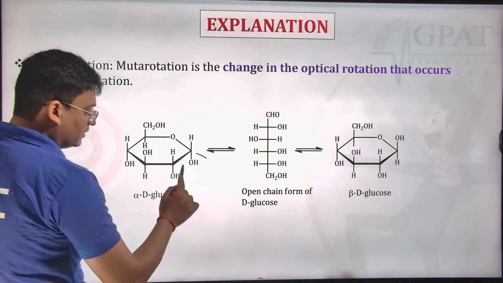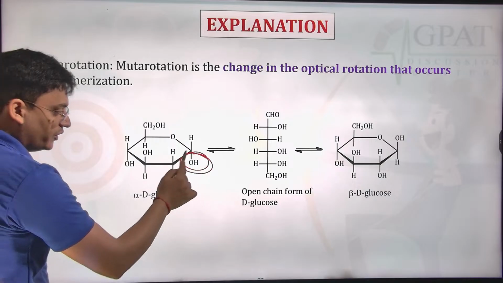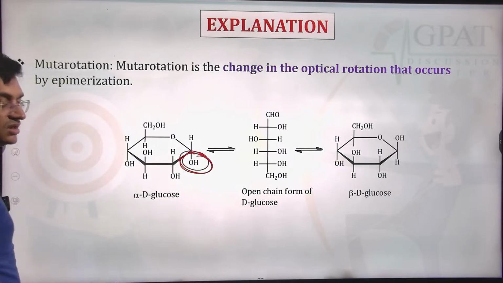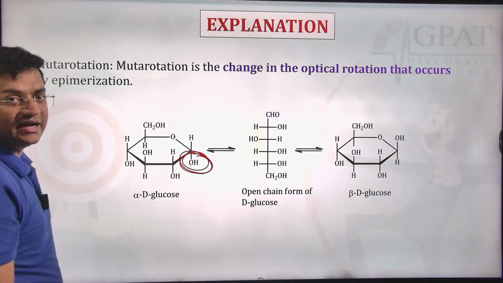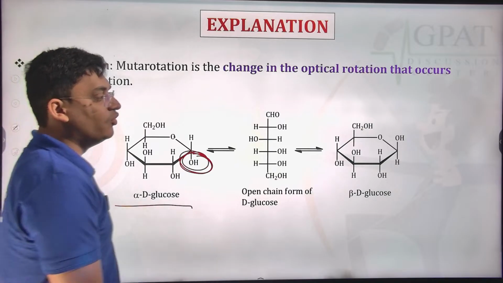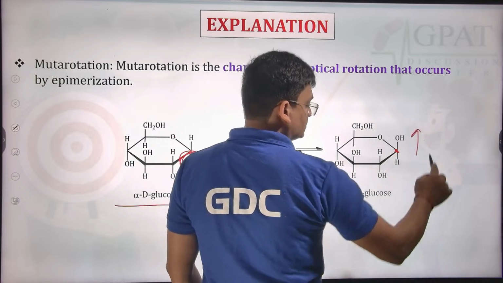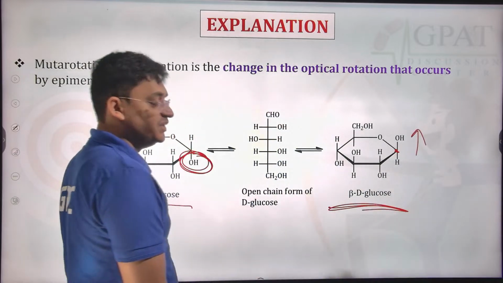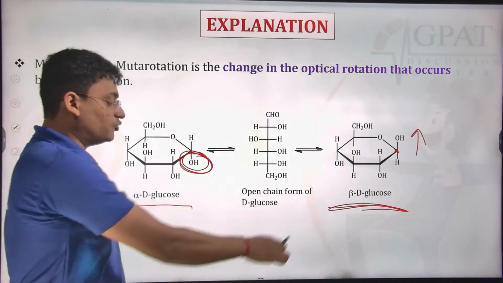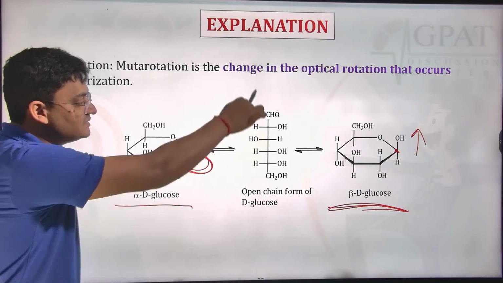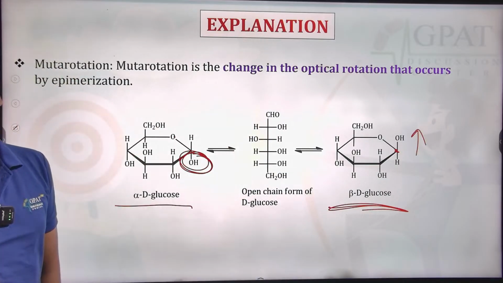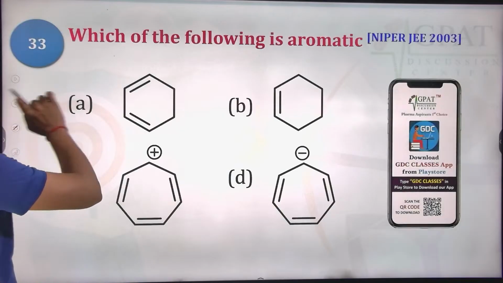When the OH present just after the oxygen is on the lower side, that will be alpha, and when the OH on the first carbon after the oxygen is present in the upward direction, that will be the beta form of your glucose. Beta glucopyranose, alpha glucopyranose, and this is the cyclic structure of glucose, not the Fischer structure.